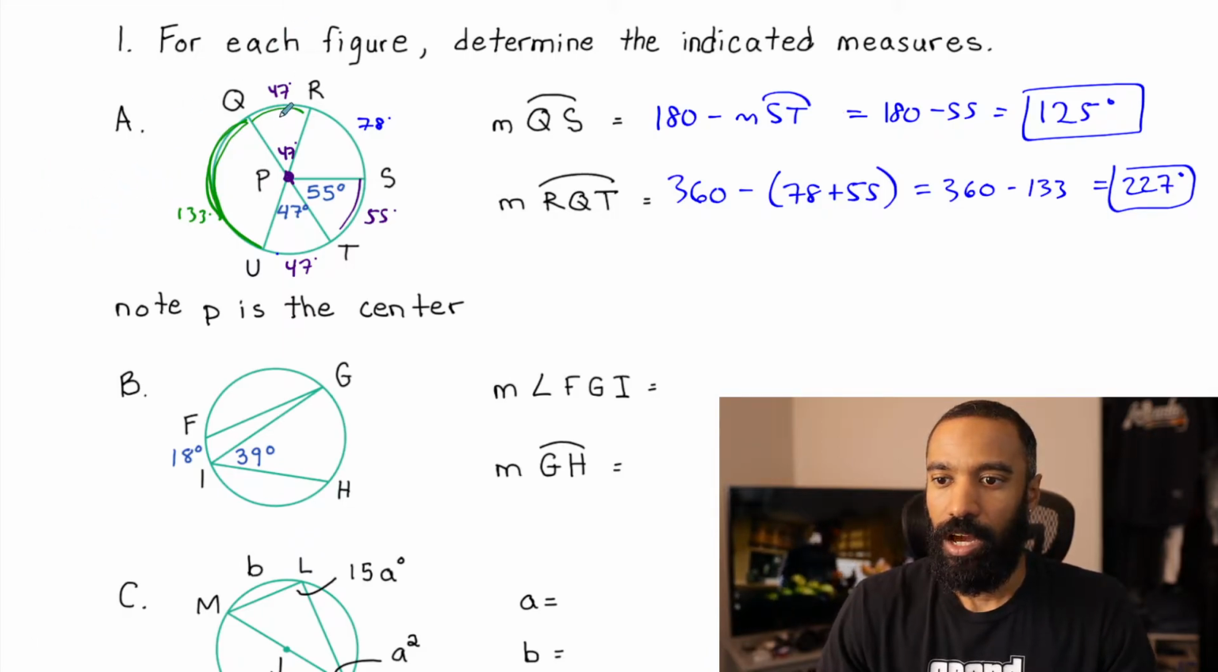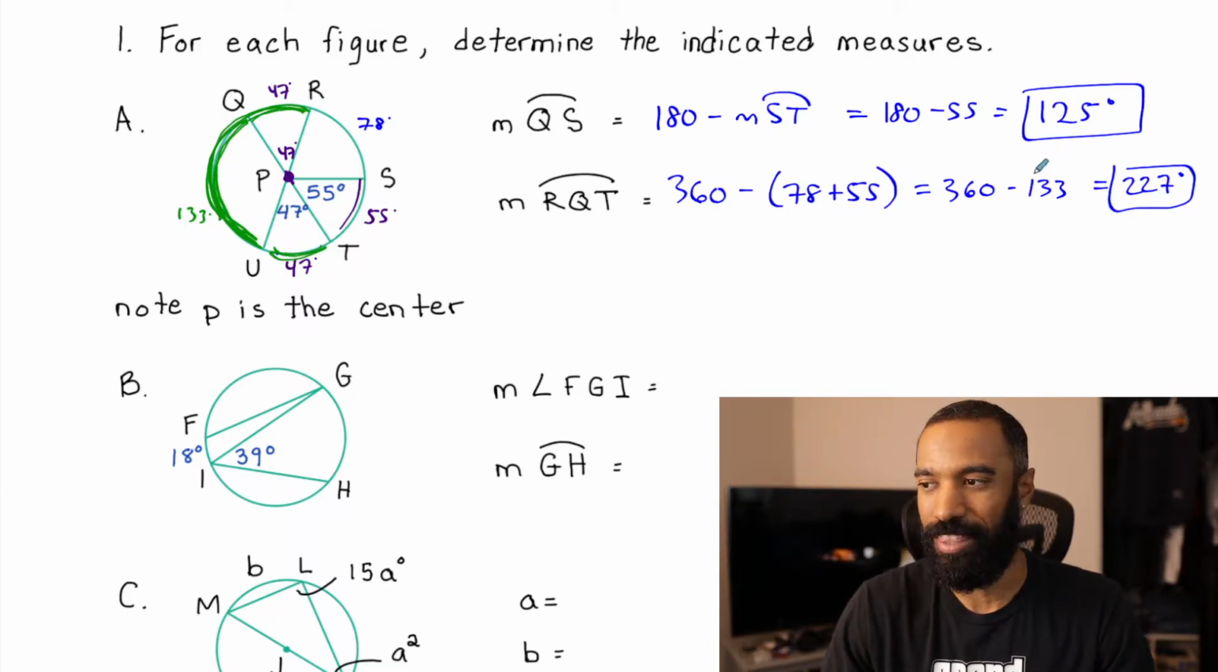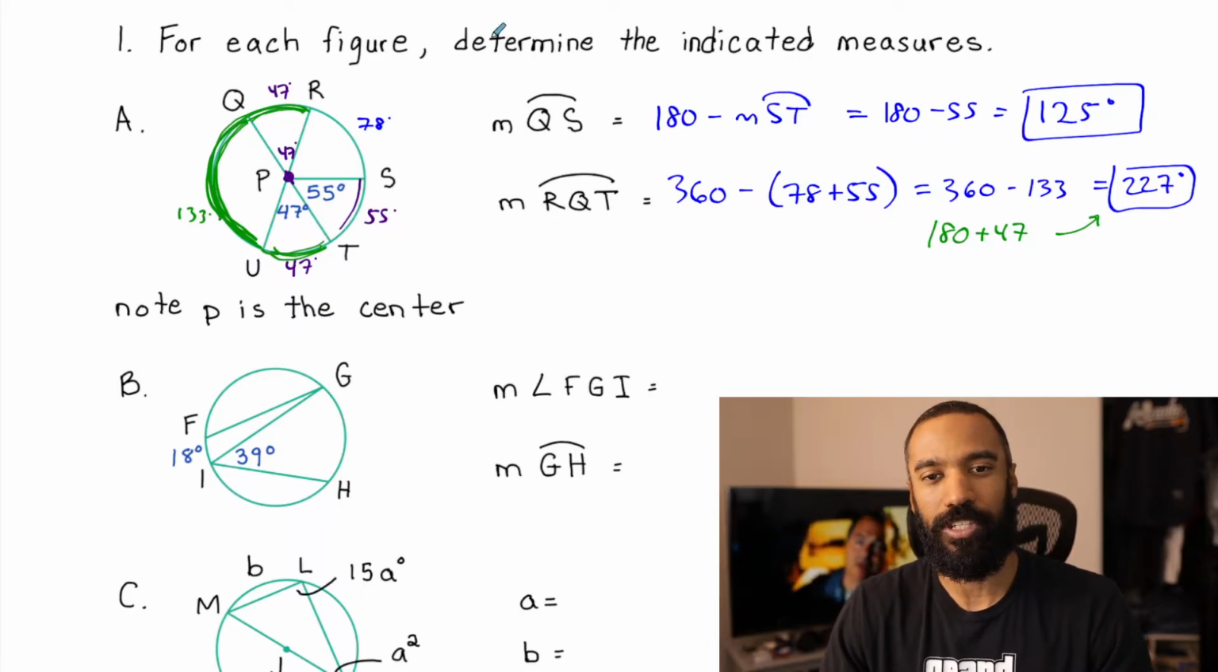RQT... Oh, I'm sorry. We don't even need that, right? This is a whole semicircle. This is 180 plus 47 right there, which is 227. That would have been probably the faster way to do this one right here. So again, a lot of different ways to do these, and that's the idea.